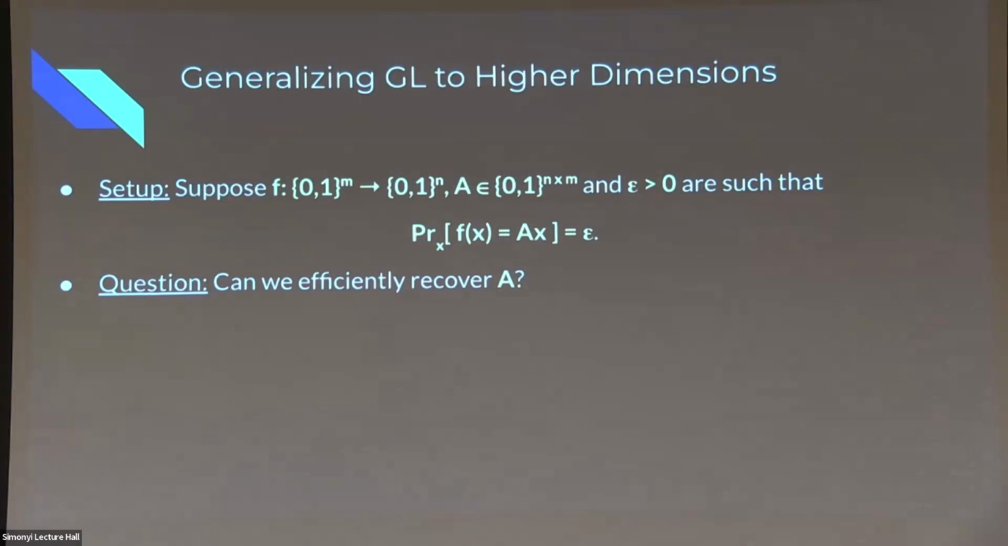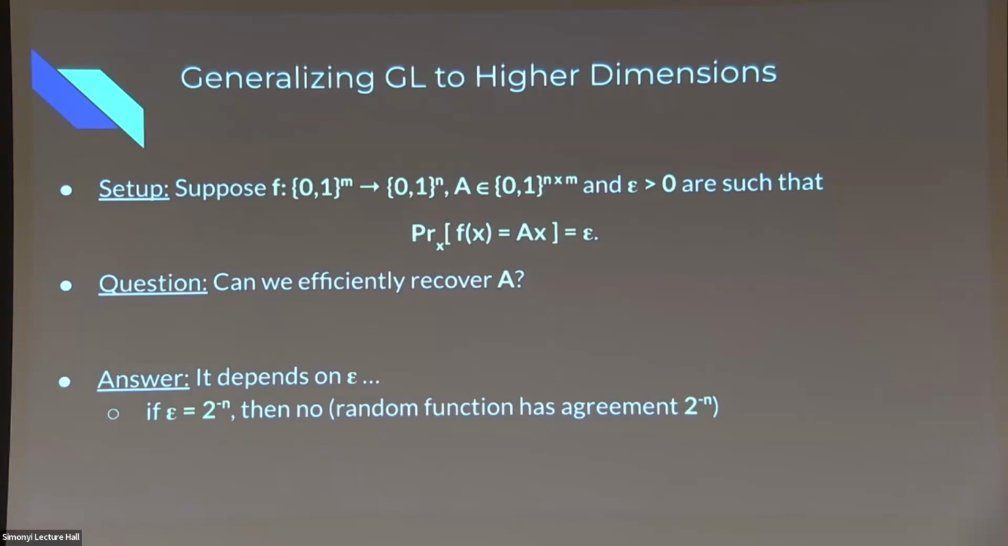Okay, so there's a little bit of work you have to do to properly generalize this question. So the setup again is you have some function with m bits of input and n bits of output, you have some matrix A, and you have some agreement: the probability over random input that f(x) equals A times x is epsilon, for some epsilon. And the question is, can we efficiently recover A? Actually, it's not hard to answer this question. This is kind of the wrong question. It depends on epsilon.